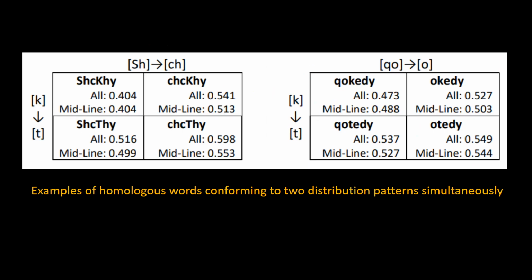It's worth emphasizing that a single word can contain more than one of the elements associated with the 3 patterns I've just outlined. For example, it might begin with ch and also contain k. When this happens, the word's distribution will necessarily conform to both patterns simultaneously, unless it's anomalous with respect to one or the other of them.